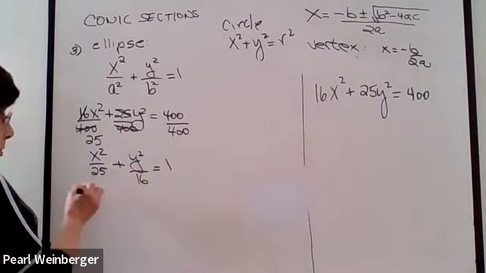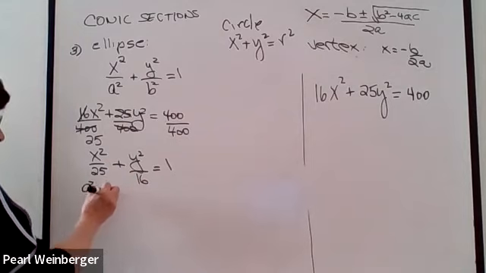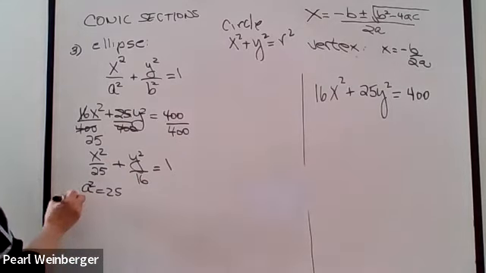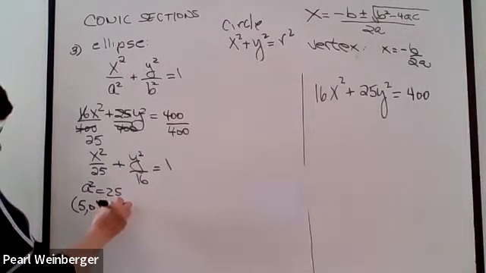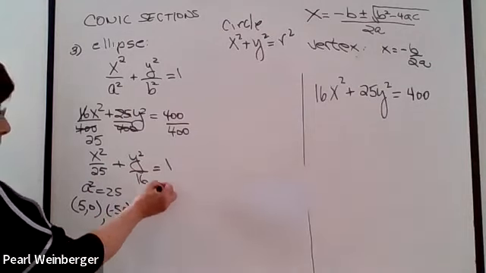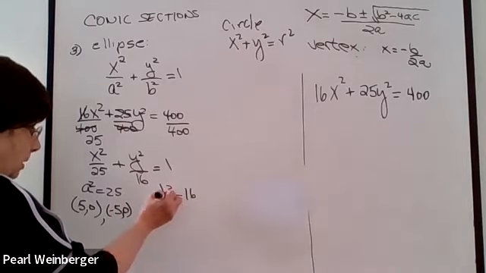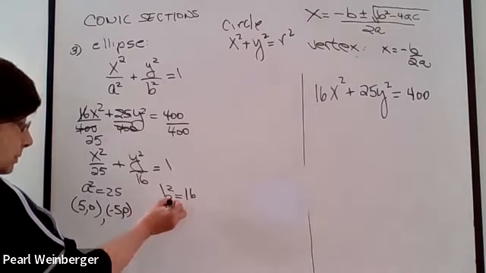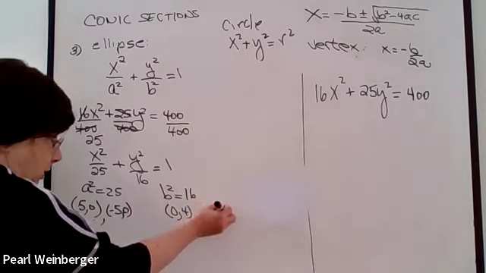That's telling you that your x-intercepts, your a squared is 25, means your two x-intercepts are (5, 0) and (-5, 0). Your b squared being 16 gives you that your y-intercepts are (0, 4) and (0, -4).